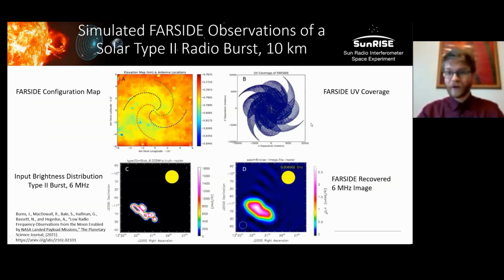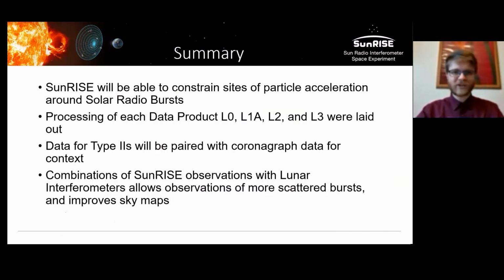And then far into the future, larger arrays like FARSIDE would be able to reconstruct the spatial brightness patterns with even more fidelity. So as a summary, SunRISE is coming soon, and we'll be able to answer basic physics questions on how coronal mass ejections energize and create solar energetic particles. We laid out the processing and how we can combine that with various types of MHD or coronagraph data. And then combining SunRISE observations with lunar interferometer observations will allow us to understand these physics even more and image highly scattered bursts. So thank you for listening, and I think I can take any questions now if there's time. Thank you very much.